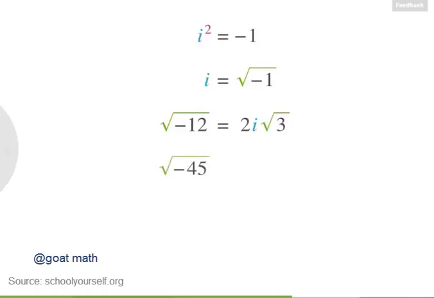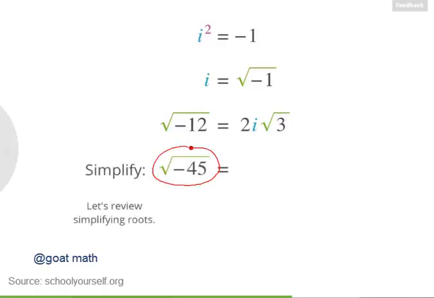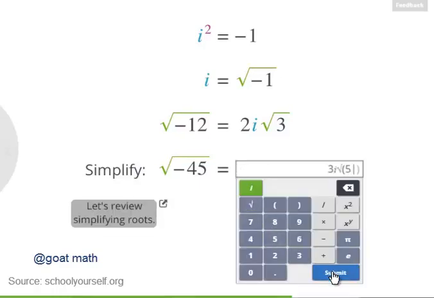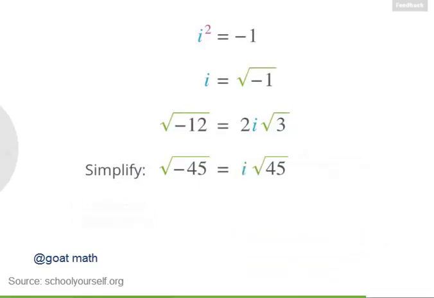Try one more example and simplify the square root of -45 so that the number under the root is positive and has no square factors. Brilliant! So first you can write this as i times the square root of 45. Then you can simplify root 45, which has a square factor of 9. So your fully simplified answer is 3i times the square root of 5. Nicely done.